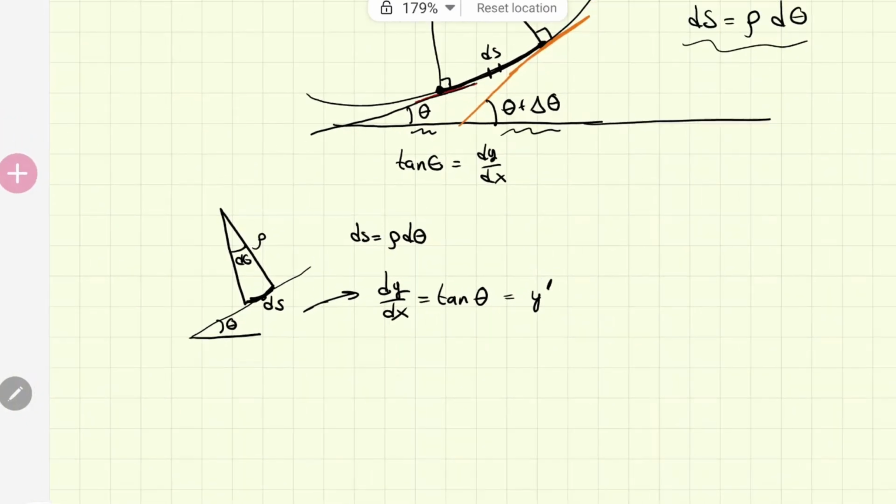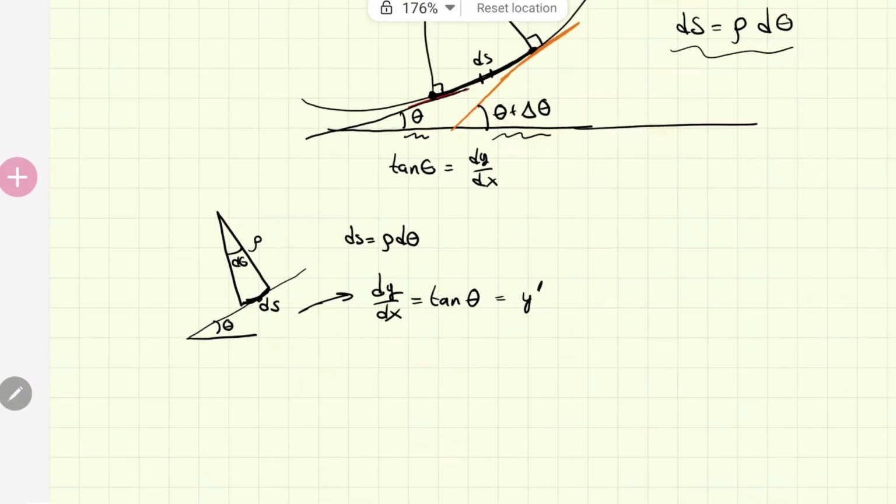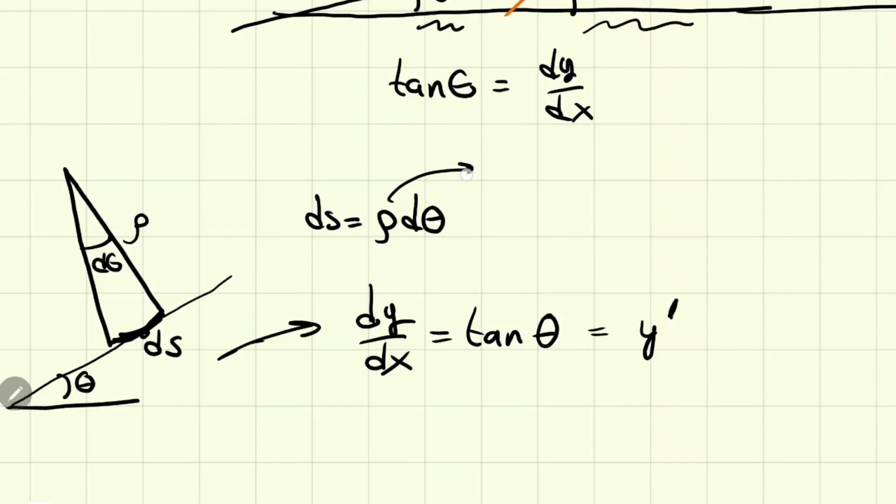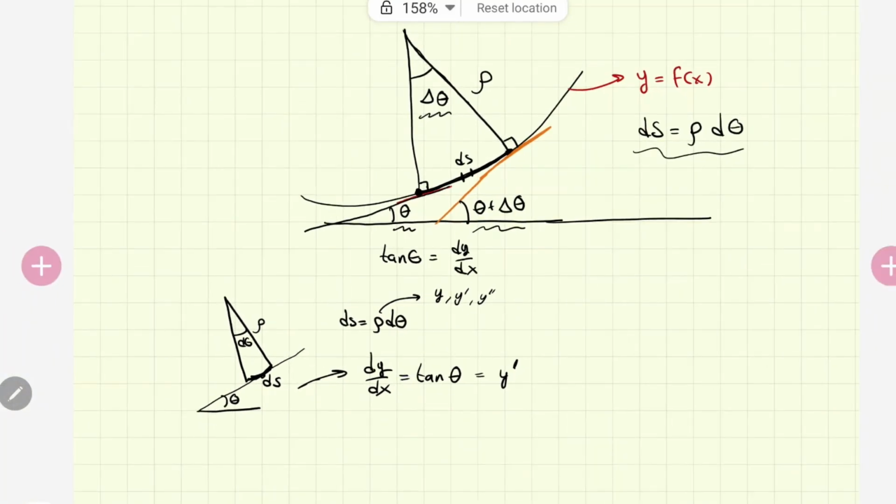Okay, so we are interested in finding a formula for rho in terms of y prime, maybe y double prime, and so on, because the information that we have is the shape of the curve, right? We are given a function y equals f of x, and then we want to find rho in terms of that information that we are given.